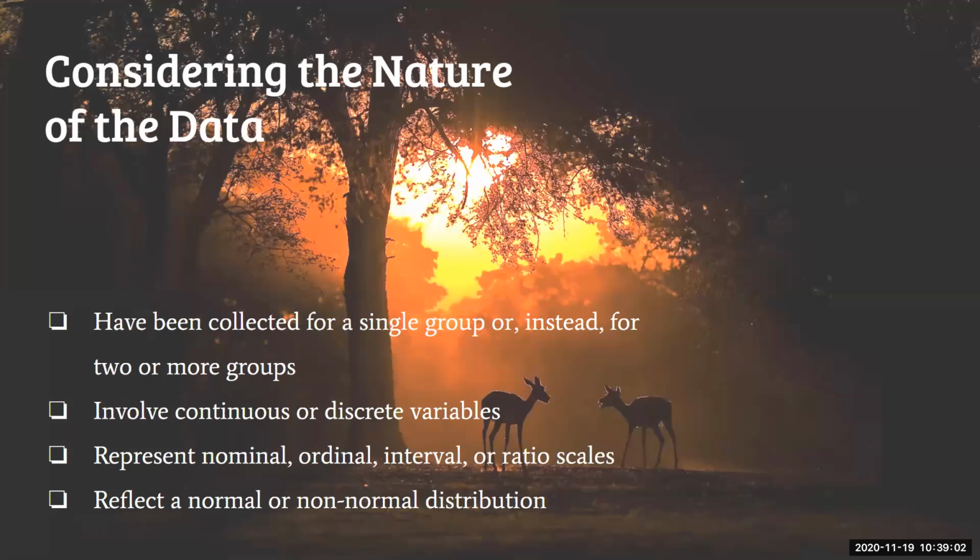Moving on to the next topic, considering the nature of the data. As you begin to think about statistical procedures that might be most appropriate for your research problem, keep in mind that different statistics are suitable for different kinds of data. In particular, you should consider whether your data have been collected for a single group or instead for two or more groups, or does it involve continuous or discrete variables? Does it represent nominal, ordinal, interval, or ratio scales, which I'll be discussing later in detail? Or does it reflect a normal or non-normal distribution?